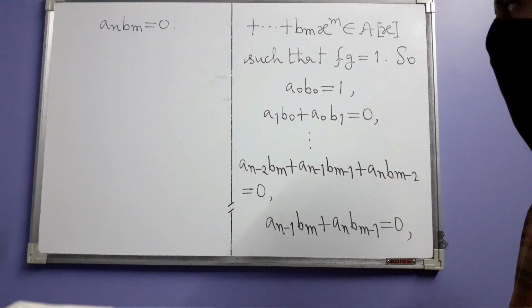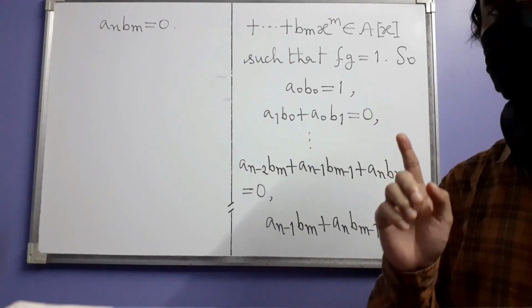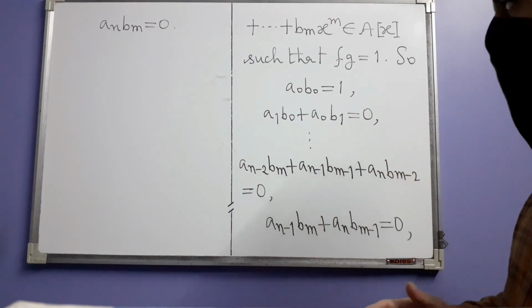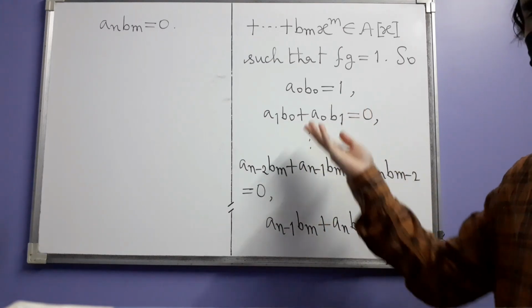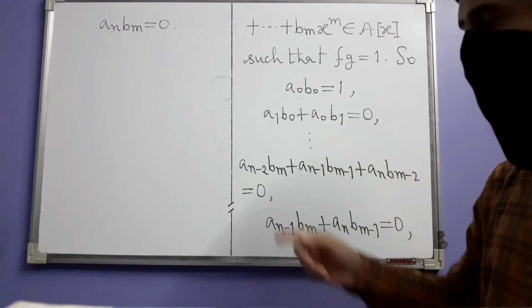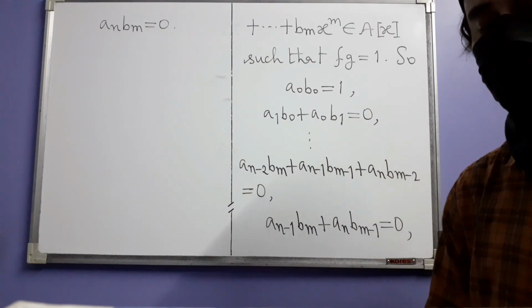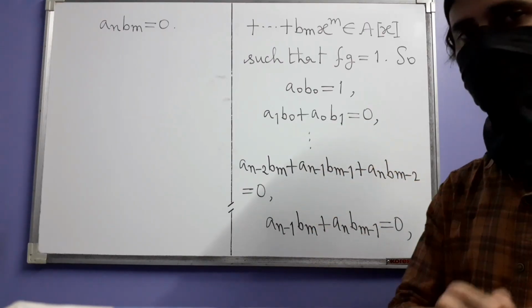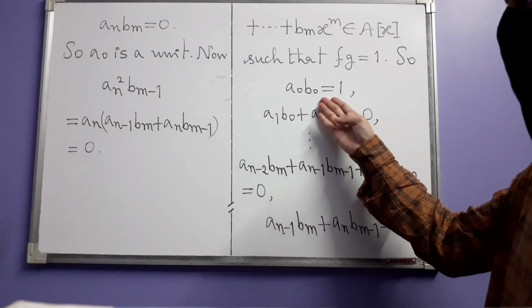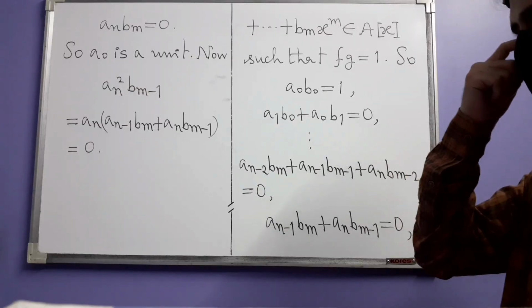And now you have to somehow figure out from these equations that a0 is a unit and the other ai's are nilpotent. The first part you can already see from the first equation itself, because a0 b0 is equal to 1, so a0 is a unit. But what about the other ones? How do we show that the other ai's are nilpotent? So we write our first conclusion from this equation that a0 is a unit. And now you look at this calculation.